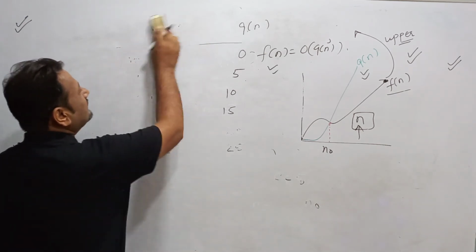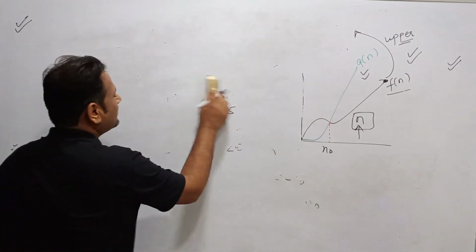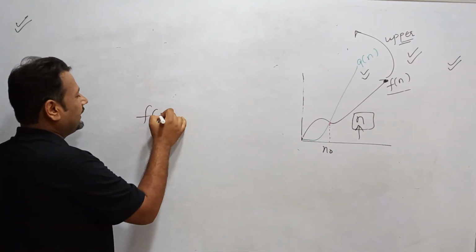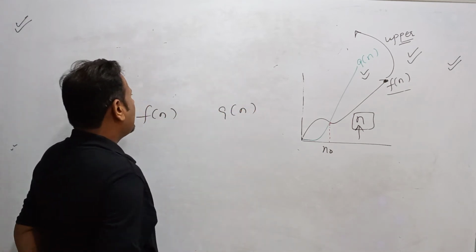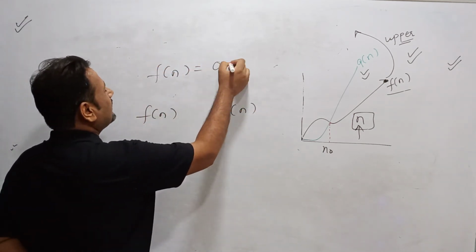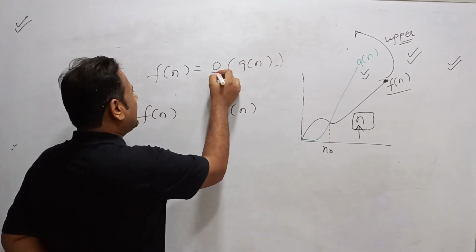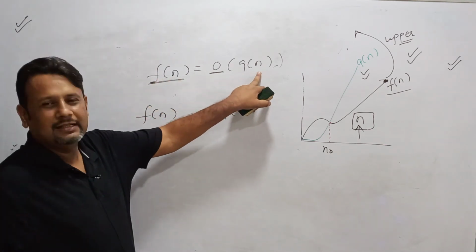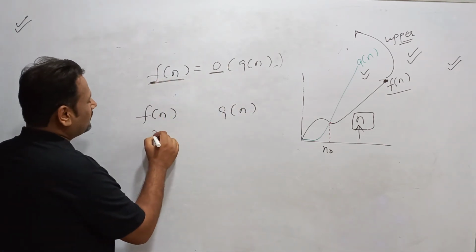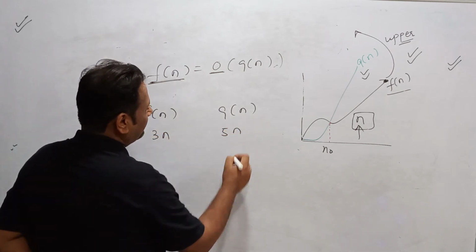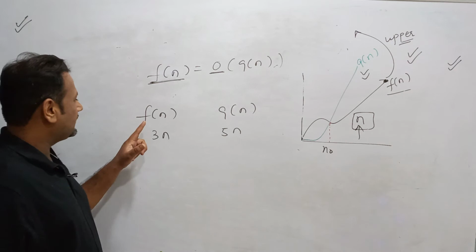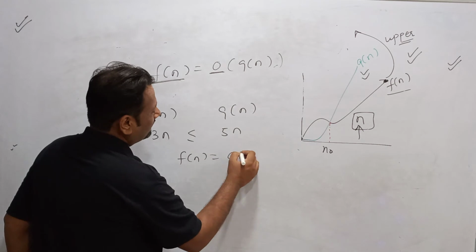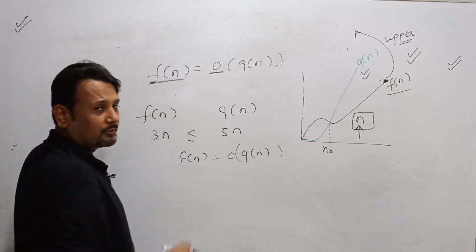By taking a sufficient number of examples, you can understand this. There's no intelligence required. If two complexities are given, f of n and g of n, I can write f of n is equal to big O of g of n. This big O explanation means this complexity is always going to be less than this complexity. So if I say f(n) = 3n and g(n) = 5n, straight away you can say, since this complexity is less than this, I can straight away write f(n) is equal to big O g of n. There is no doubt about it.